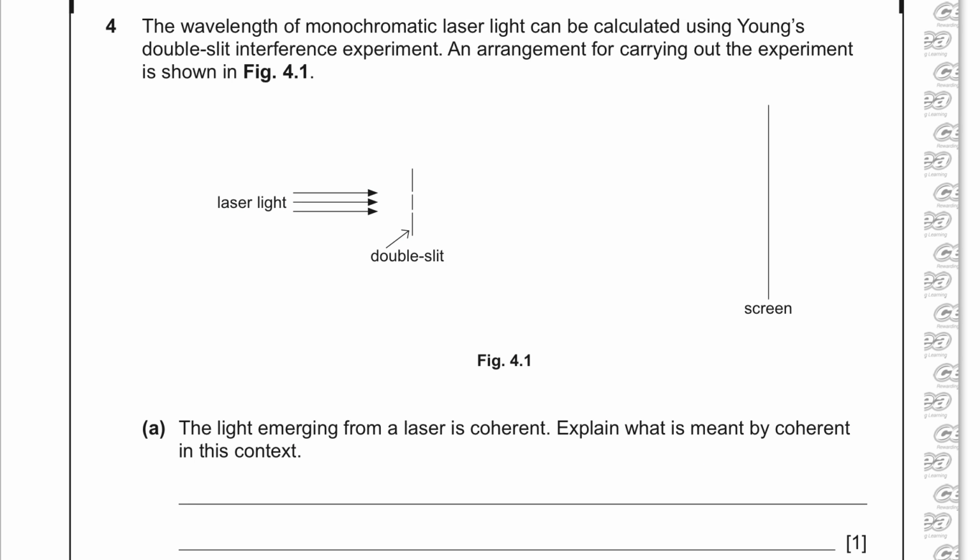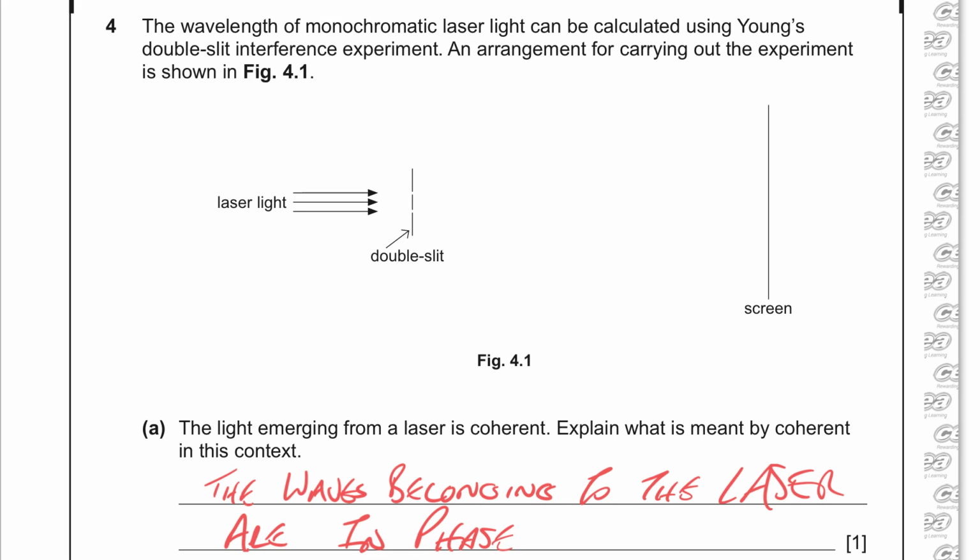Question 4. The wavelength of monochromatic laser light can be calculated using Young's double slit interference experiment. An arrangement for carrying out the experiment is shown in figure 4.1. The light emerging from a laser is coherent. Explain what is meant by coherent in this context. So it means that the waves belonging to the laser are travelling in phase.